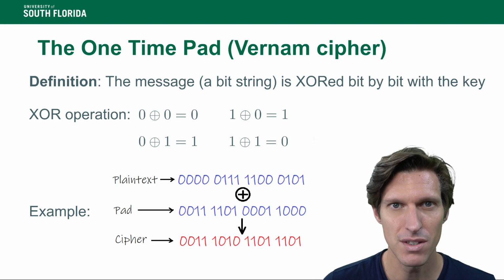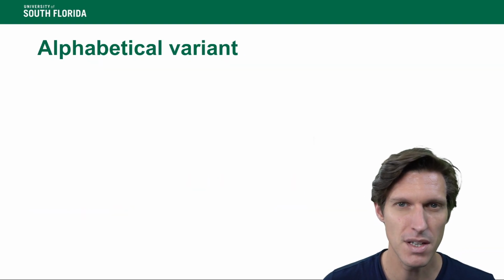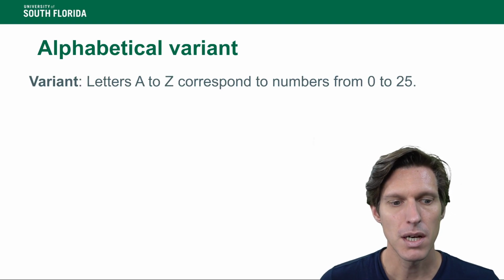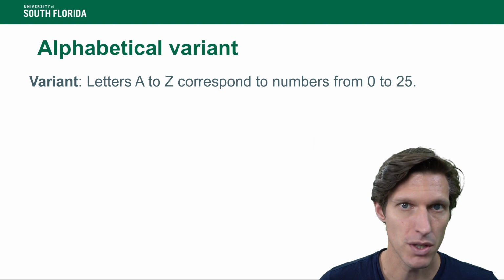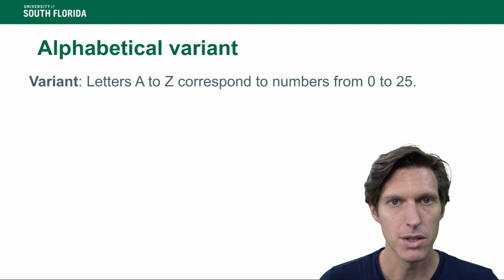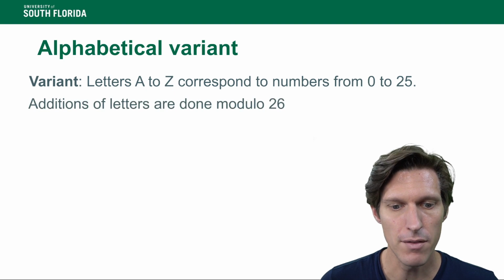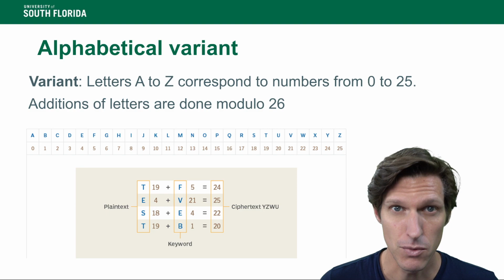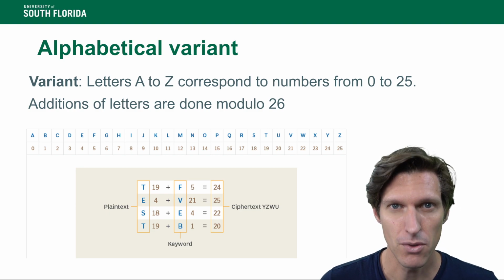Saves you implementation time. Now, there is an alphabetical variant that I feel compelled to mention, which is that sometimes instead of taking bit strings, you can take words over the alphabet. Then you have to map the letters to numbers from 0 to 25. And then you add those numbers, corresponding to those letters, modulo 26, okay?